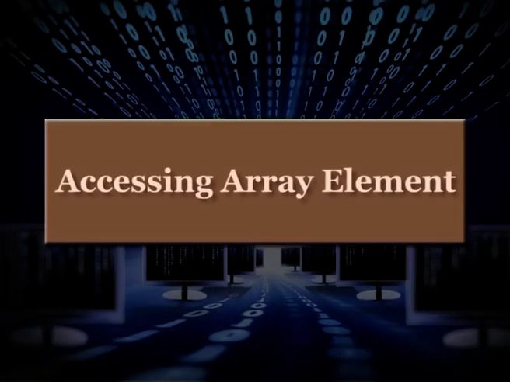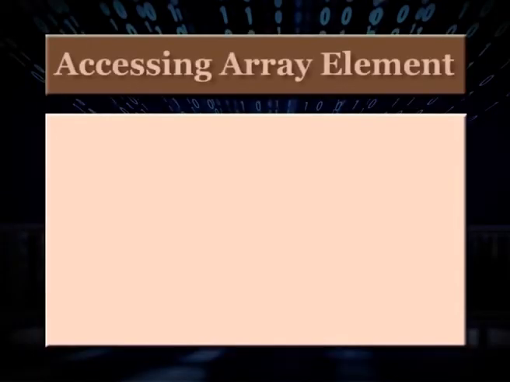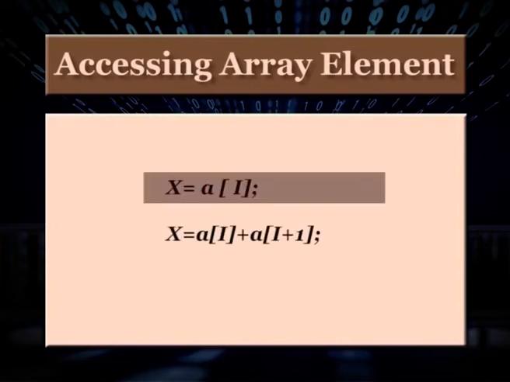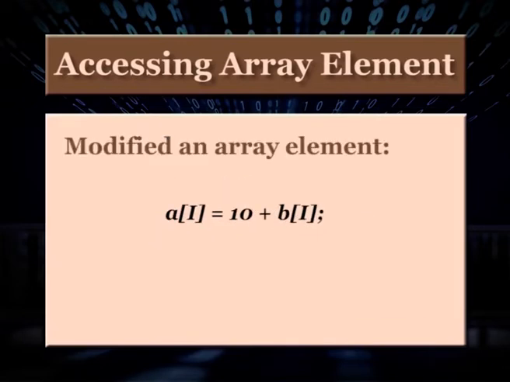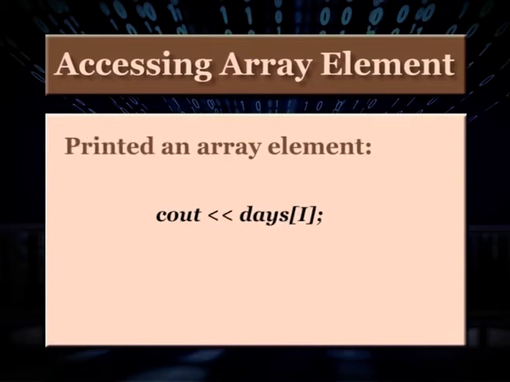Accessing array elements. Once you have values in your array, you can always access them, manipulate them, arrange them, or do whatever you want to do with them. Like in the first case, we have assigned an array element to a simple variable, while in the second case, we have assigned the sum of 2 array elements to variable x. Here, we have modified an array element. Here, as you know, we have printed an array element.